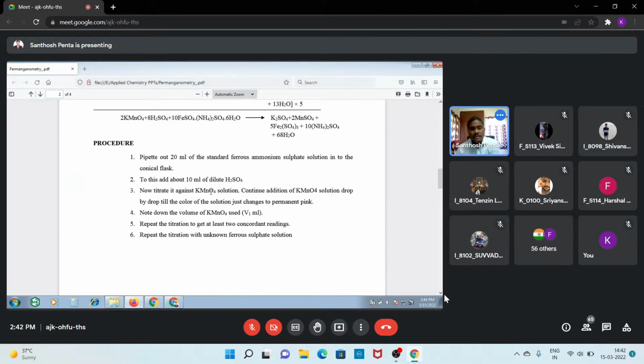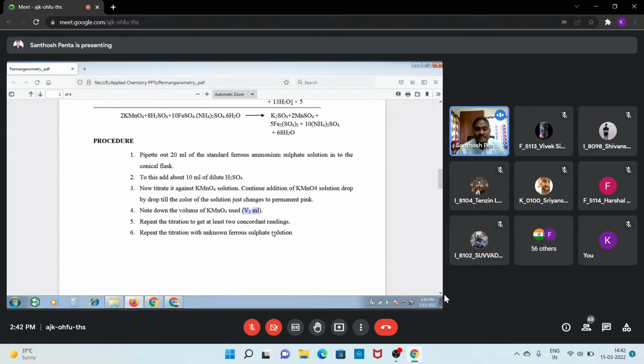See here, this titration is in acidic medium. So we pipette 20 ml of standard ferrous ammonium sulfate solution, then add 10 ml of dilute H2SO4 solution, then titrate against potassium permanganate. Continue adding potassium permanganate solution drop by drop till the color of the solution just changes to permanent pink, or reddish pink. Then note down the volume of potassium permanganate consumed. Then repeat the titration to get the concordant reading.